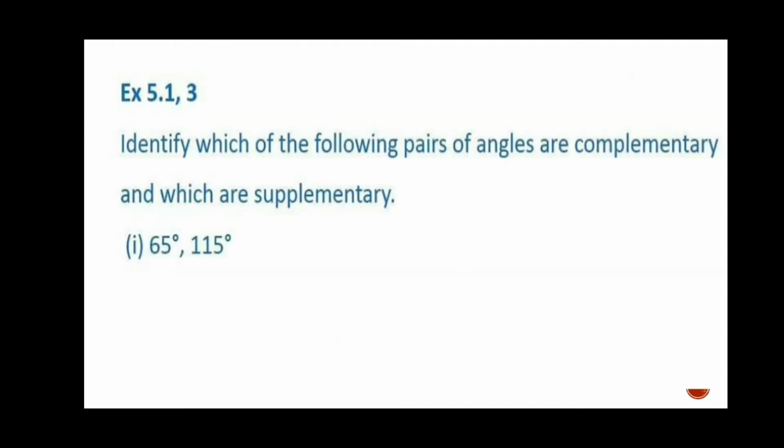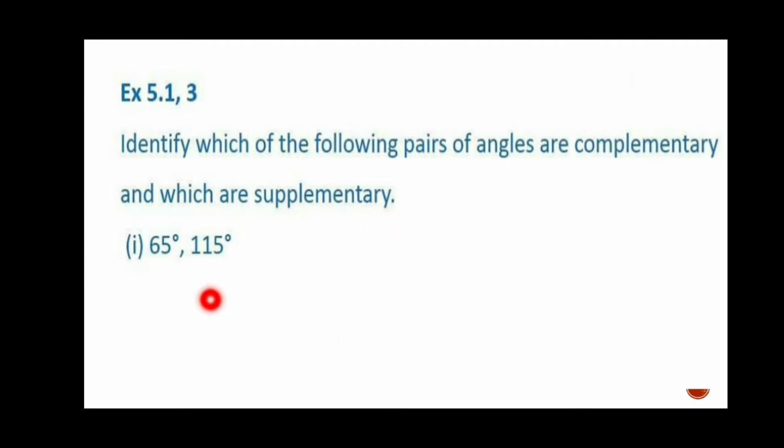Now the third question is, identify which of the following pair of angles are complementary and which are supplementary. So you need to find the complementary and the supplementary. There are two pairs of angles given. First is 65 degree and the second angle is 115 degree. So we have to calculate and identify whether these pair of angles are complementary or supplementary.